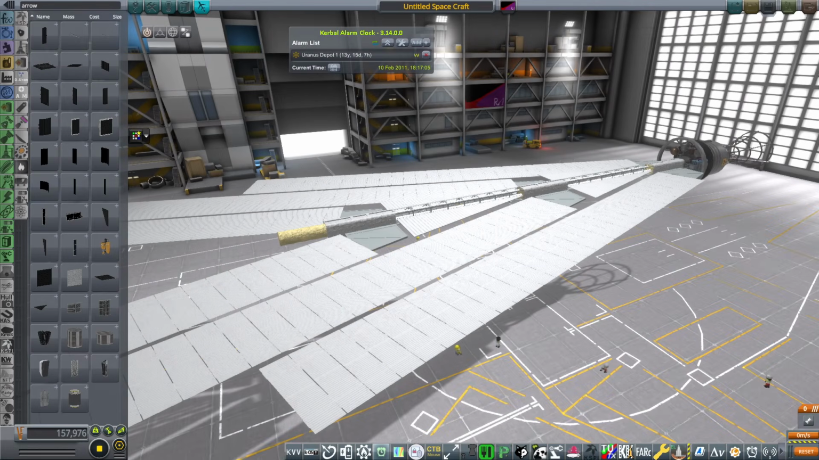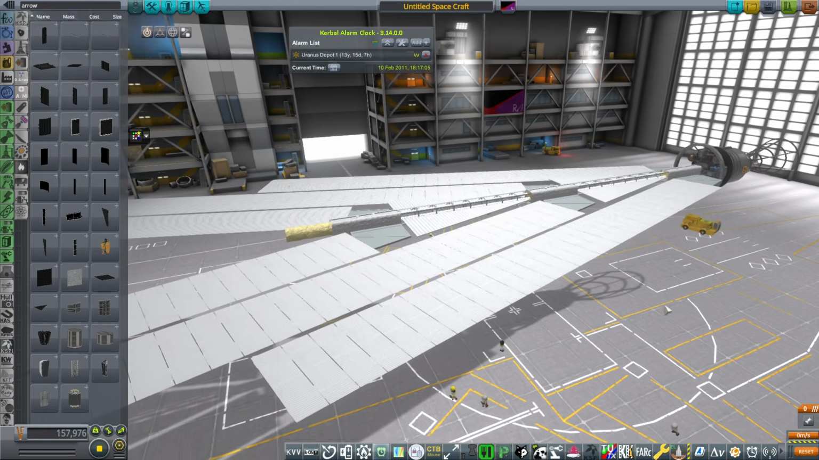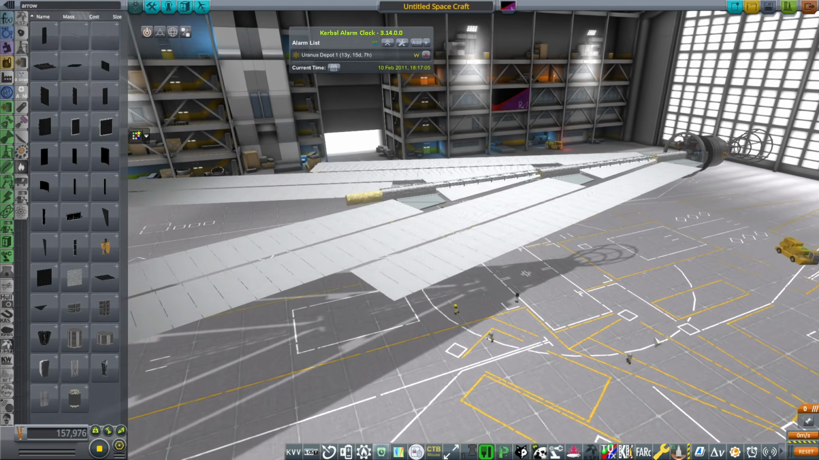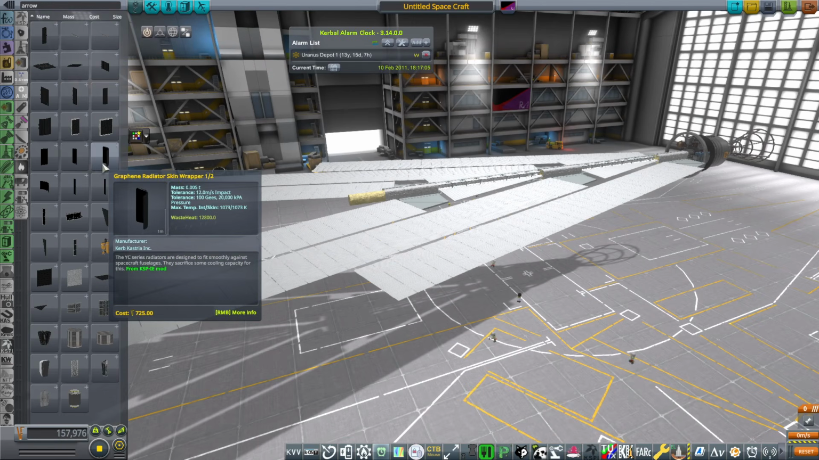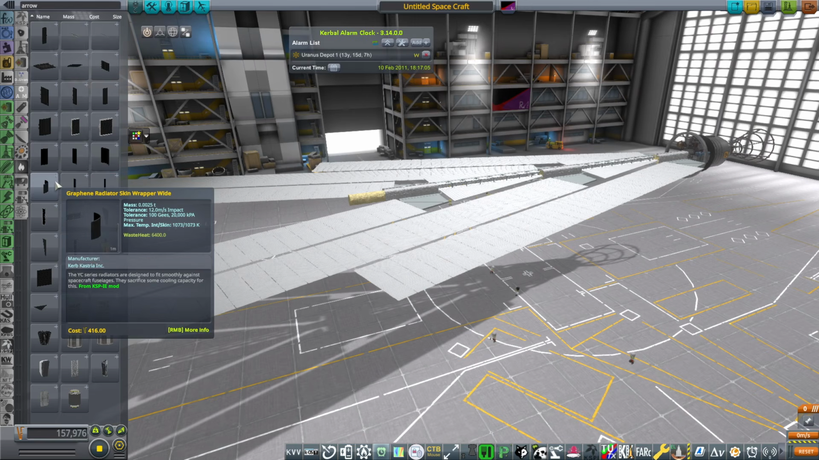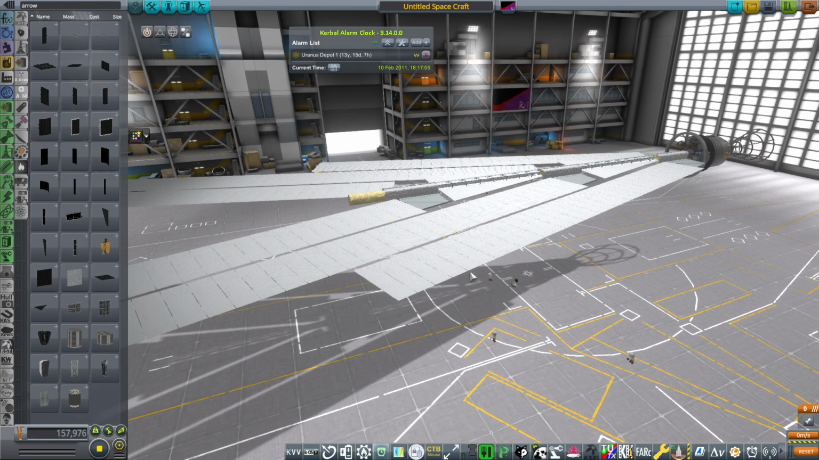Hello everyone, I have continued to work on the radiator diversity issue in Kerbal Space Program, namely that we should have different looking radiators since they're a big part of our near future and far future ships. And one of the ways of getting extra radiators is to use the KSP Interstellar mod. The problem is the KSP Interstellar mod radiators don't work with system heat.